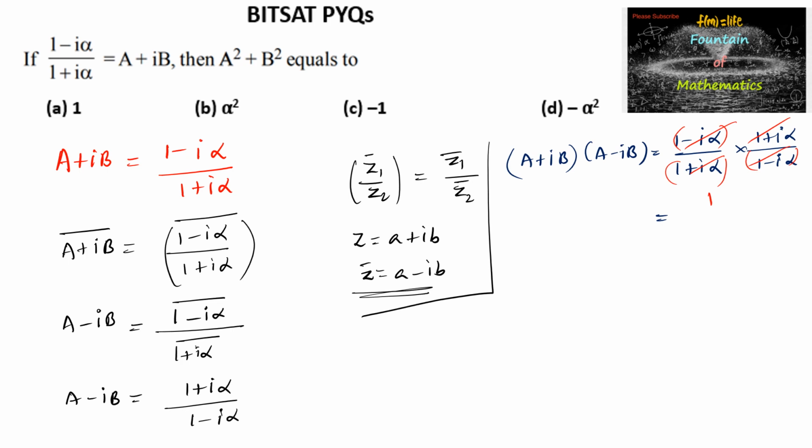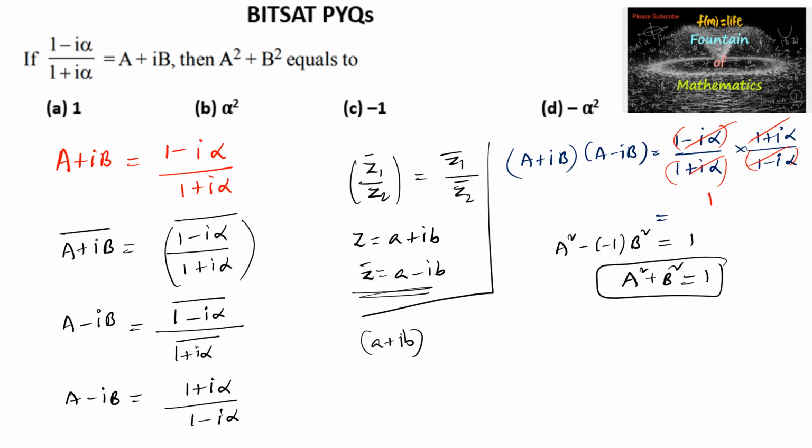a plus ib into a minus ib is a square, and here we can write i square is negative 1, so minus 1 into b square is equal to 1, that is a square plus b square is equal to 1. You can remember a plus ib into a minus ib is equal to a square plus b square. So we can go with option A.